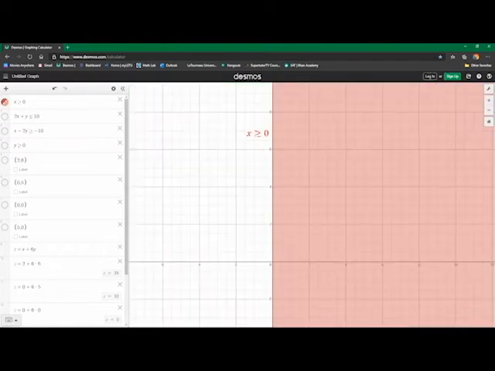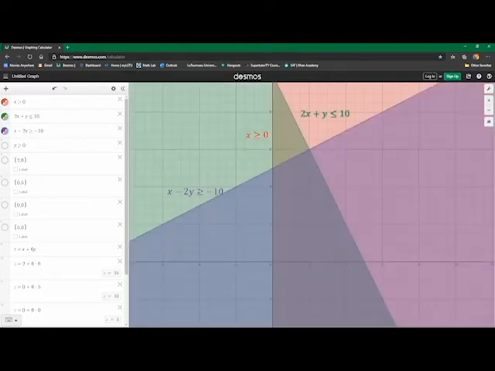Here we see x is greater than or equal to 0 in the graph. We colored this function red along with the label next to it. Next, we can see our last three functions together. With the x is greater than or equal to 0 function, we can say that our common area must be in either quadrant number 4 or 1.